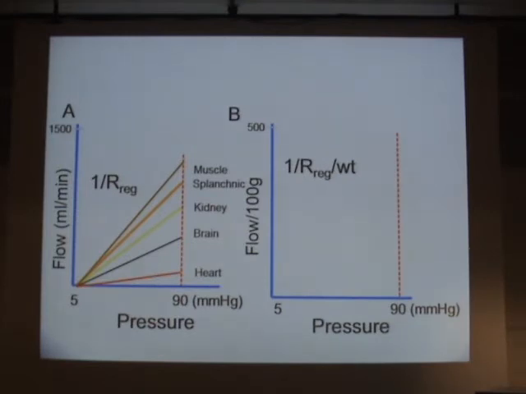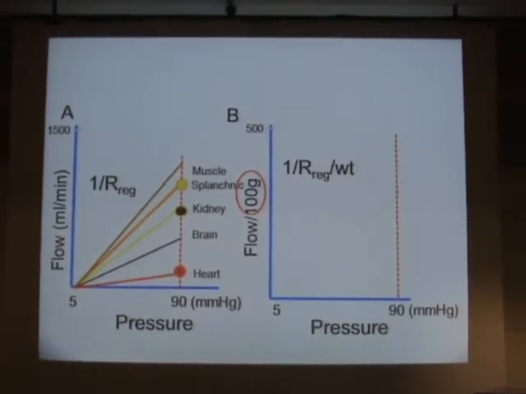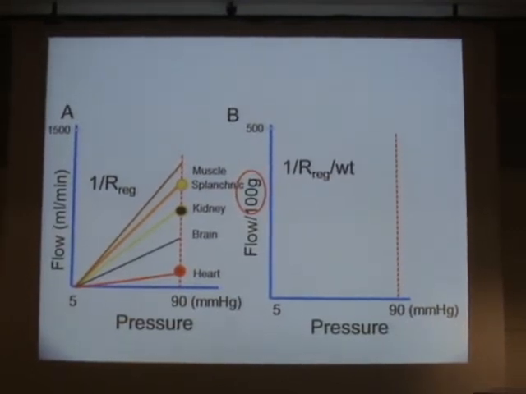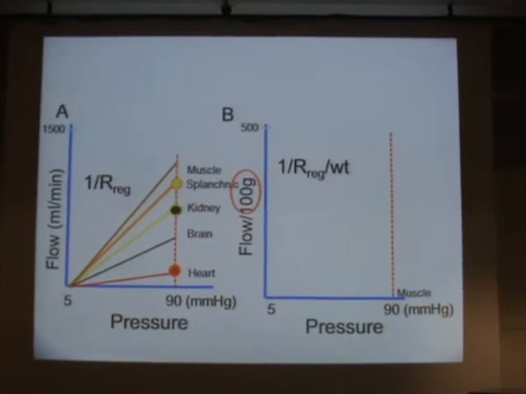So far, I've treated the regions as a total. Now, I'm going to change the units to per gram of tissue. So on the left side, it's just the total amount to your kidney, to your heart, your muscle. Now it's per 100 grams of tissue. And so the more active tissues are getting more blood. So let's see what that looks like.